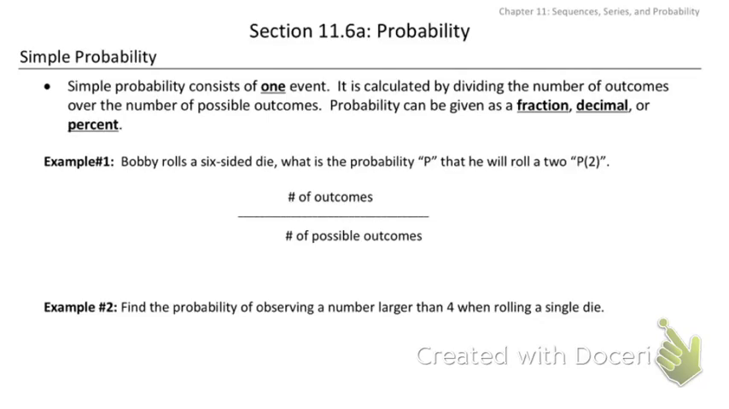Probability, and we're going to talk about something called simple probability. It's called simple because it's basically the beginning of probability. Simple probability consists of only one event. I'm going to flip a coin. What's the probability of being heads or tails?